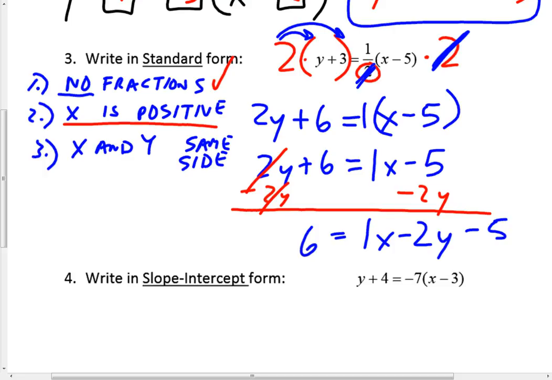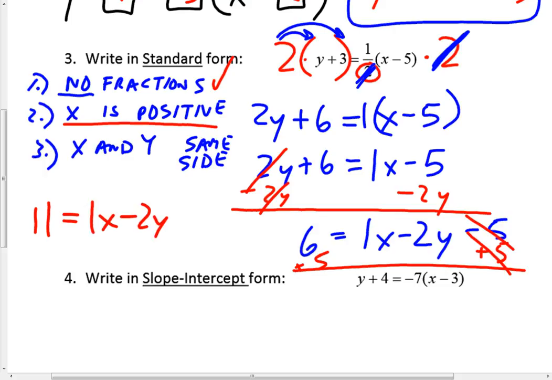We're almost there. What should I move out of the way? 5. Plus 5. Plus 5. What do I end up with? 11 equal to 1x minus 2y.